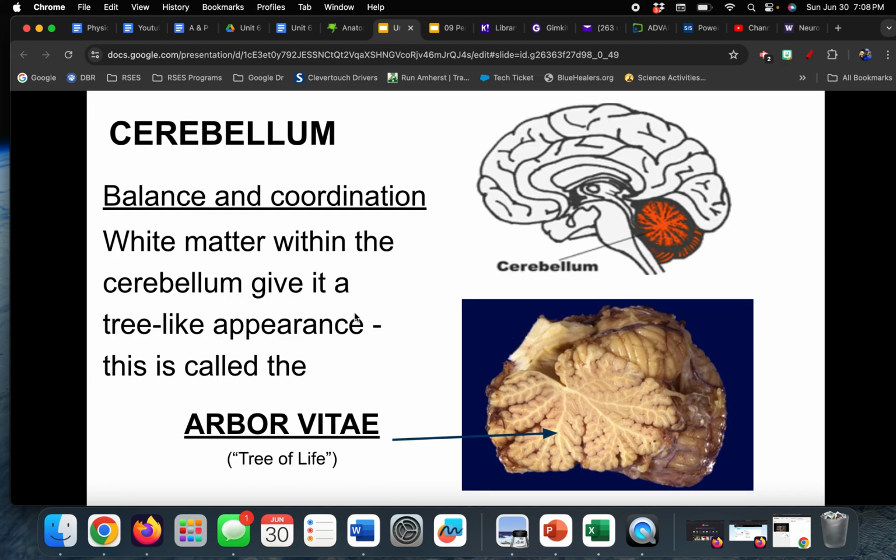The cerebellum, remember it's highlighted here. So if we're using our terms here, this would be posterior and inferior to the cerebrum. And the cerebellum is responsible for balance and coordination. White matter within it gives it a tree-like appearance, and they call that tree-like appearance that you see down here really well arbor vitae. If you know any Latin at all, Arbor Day even is tree day, so arbor means tree, and vitae means like life, so the tree of life they call it because it looks like a tree in our brain.